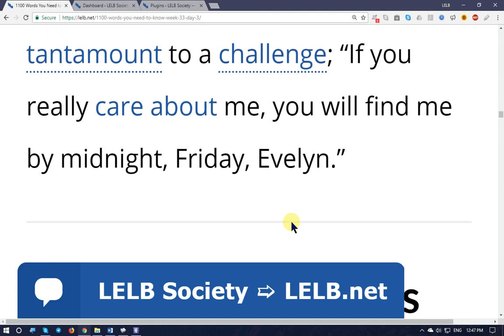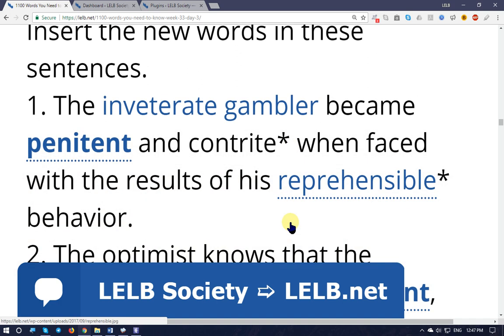Sample sentences. Number 1. The inveterate gambler became penitent and contrite when faced with the results of his reprehensible behavior. Inveterate gambler. We have inveterate smoker, inveterate gambler, inveterate, for example, couch potato or TV watcher. So inveterate is an adjective. It refers to a person who does something non-stop or habitually. A person who has become, let's say, addicted to something. Here, in this case, gambling.